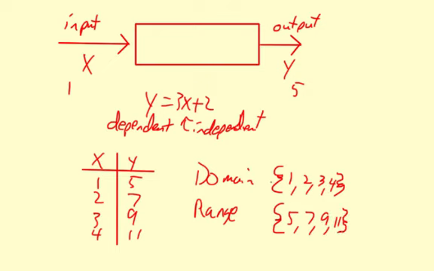So that's set notation. And the squiggly brackets are required for domain and range when you're using set notation. That defines it as a set of numbers. So the domain is a set of the inputs, the range is a set of the outputs.